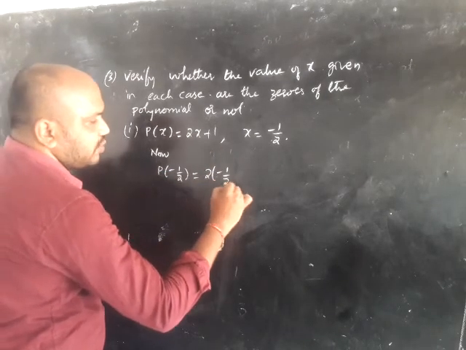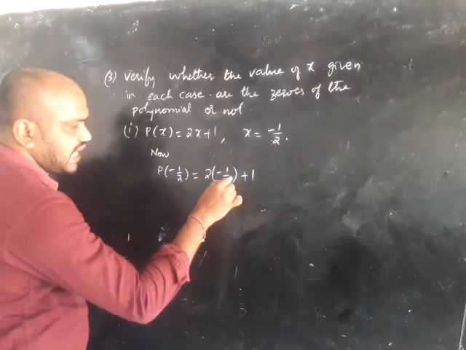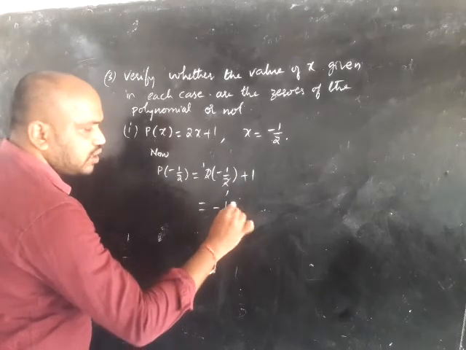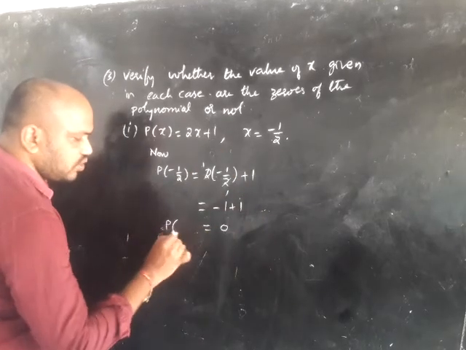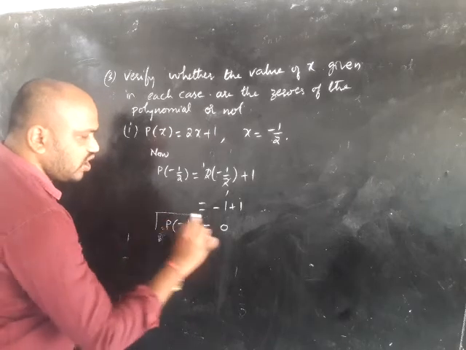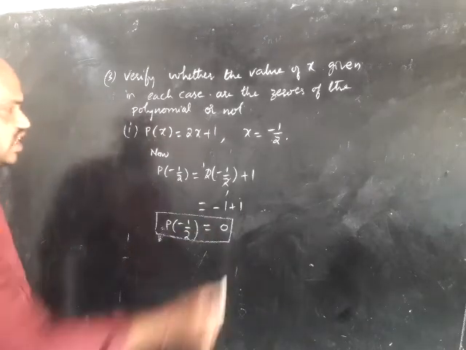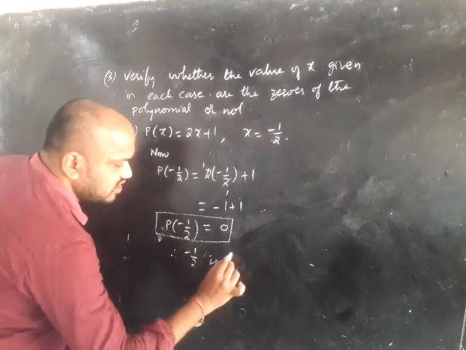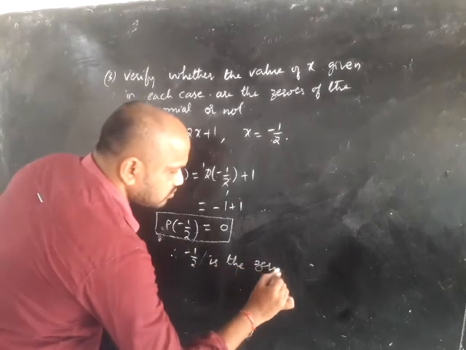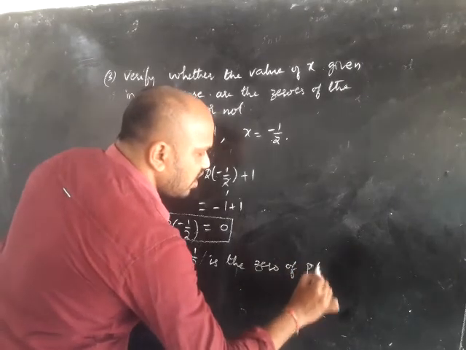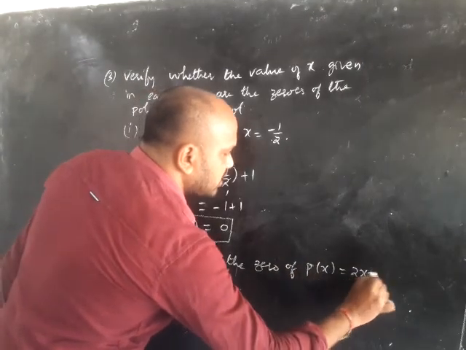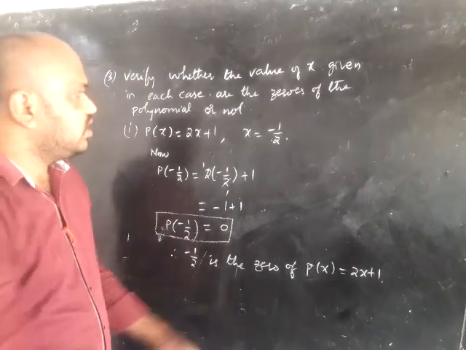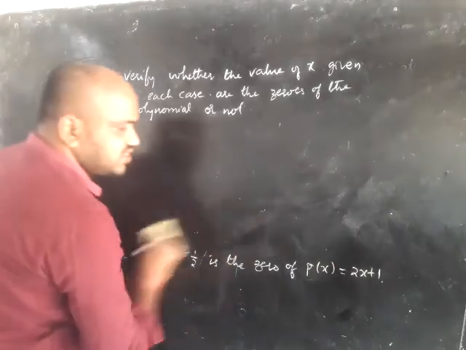2 into minus 1 by 2 plus 1, now we can cancel, 2 1s are 2, 1s are 1 into minus 1 is minus 1 plus 1, it is 0. So P of minus 1 by 2 we got 0. So therefore we can say that minus 1 by 2 is the 0 of P of x is equal to 2x plus 1. Now the second question, understood now children here? How to check whether it is 0 or not?